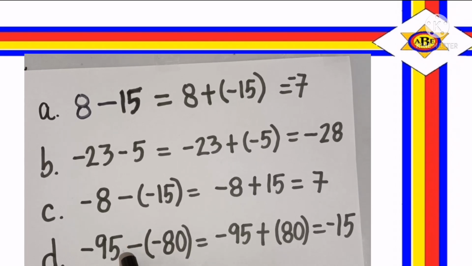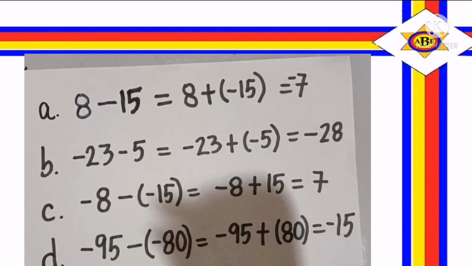For letter D, negative 95 minus negative 80. So, the operation is negative. The subtrahend is negative. So, positive, positive. We change the sign, no? Positive, positive. That's why we have positive 80. Okay? Plus 80. Then, just copy the negative 95. Negative 95 plus 80, negative 15. Negative 95 is bigger. That's why that's negative 15. Okay?